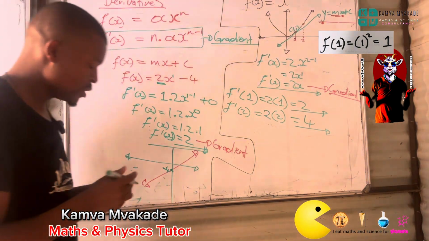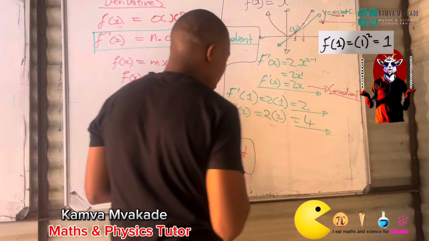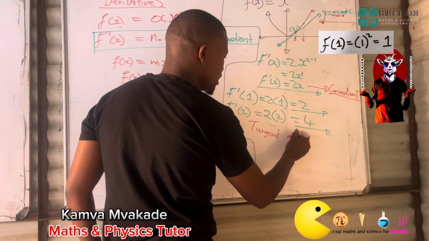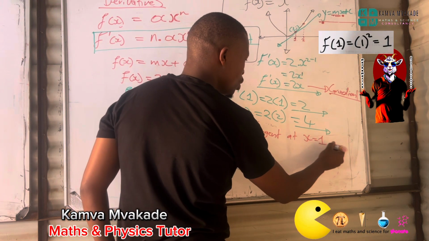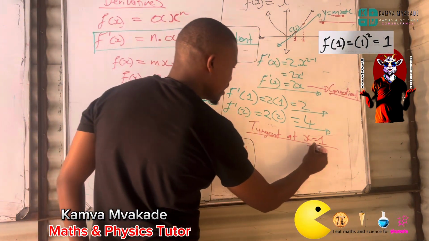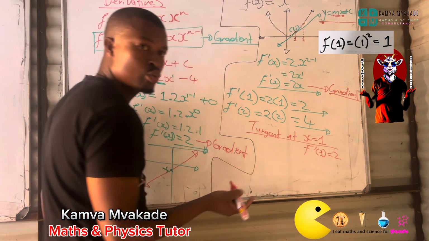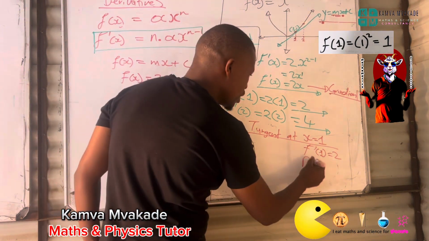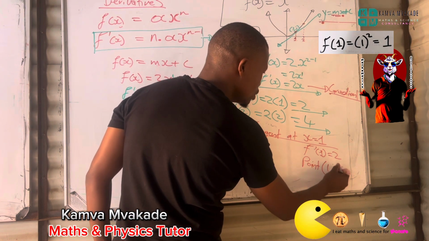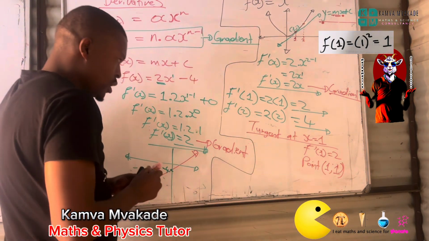1, 1. So if we are looking for the equation of the tangent at x equals to 1, in other words we know the gradient. F prime at 1 is what? It is 2. Our point is 1, 1. Like that. Therefore, it becomes very easy.